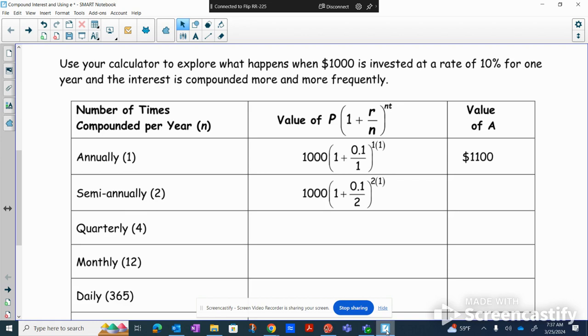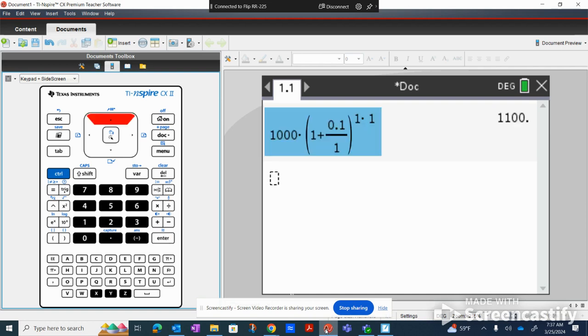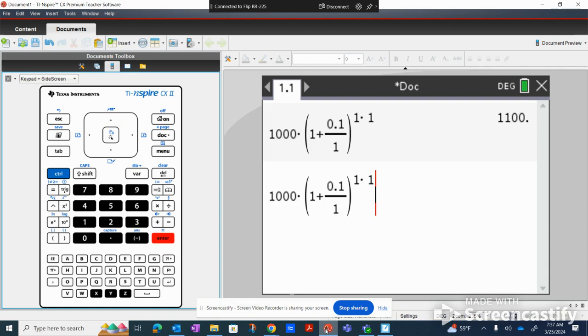So now let's see what happens when the interest is calculated twice a year and added on. Semi-annually means twice a year. So we replace the N in the formula with 2. And then we go to our calculator and we plug in 2 for N. Everything else stays the same. As you can see, when interest is calculated twice a year, we make a little bit more money. So this time at the end of the year, we have $1,102.50.